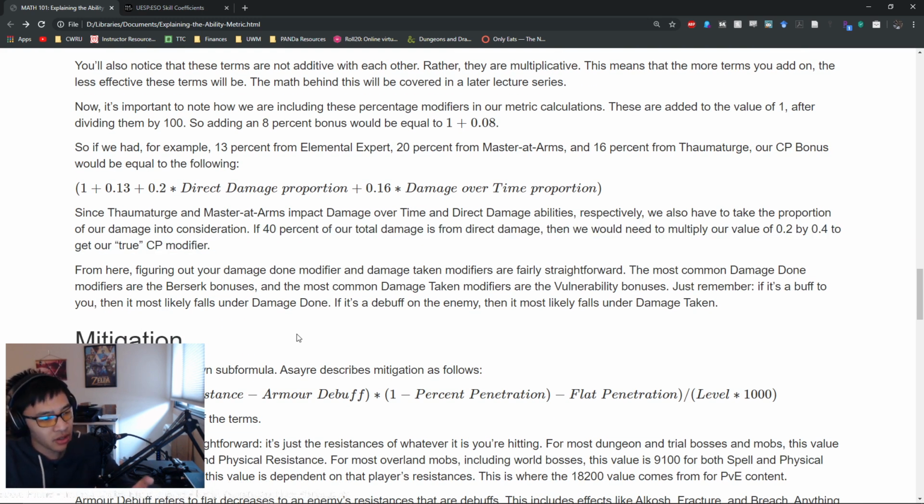You have Berserk and Slayer, which are your most common damage done modifiers. And then for damage taken you have Vulnerability, as well as things like Engulfing Flames, Morai Tong, Zens, and Martial Knowledge. So just take a look at whether it's a buff or a debuff. If it's a debuff, it's usually going to end up being a damage taken modifier. If it's a buff, it's going to be a damage done modifier.